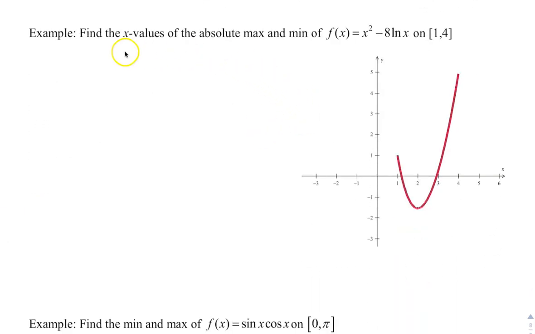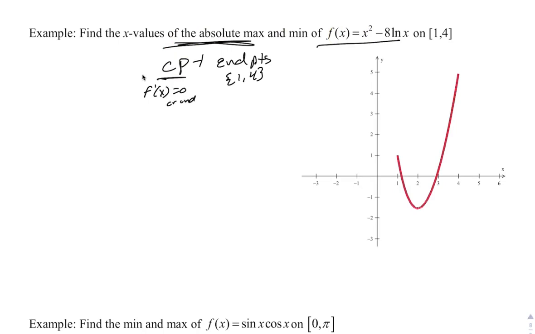Okay, one last one. We're done. Find the x values of the absolute max and min of f of x equals x squared minus 8 natural log of x on 1 to 4. So remember, absolute max or min, critical points plus endpoints. Cannot stress that enough. So I already have 1 and 4 for my endpoints. I just got to find the critical points. And then I can plug them all into the original function, where my highest is my max, where lowest is my min. So, remember the way you find critical points? Set the derivative equal to 0, or undefined.